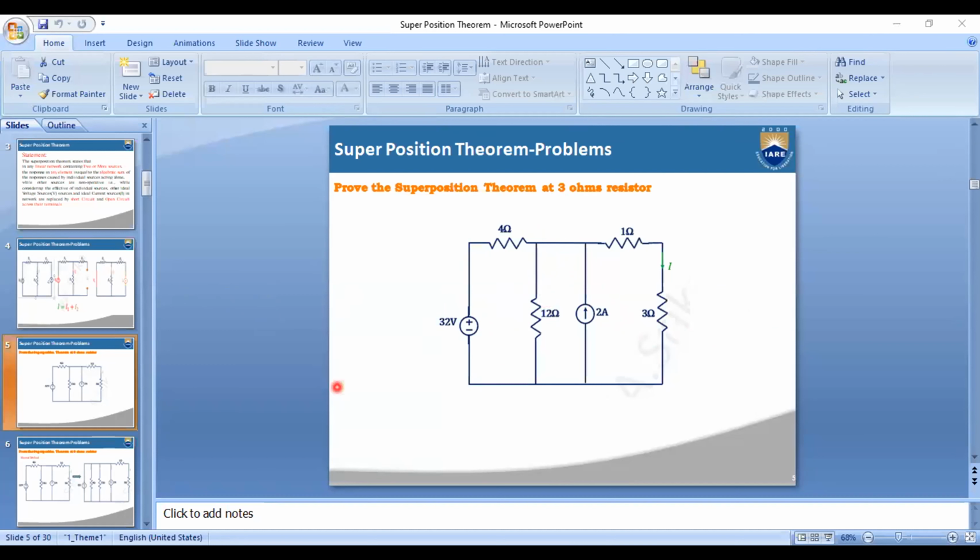Can you understand? The 8 and 2 amps are in the same direction, so 10 amps. The 4 and 12 ohms are in parallel. This is circuit reduction, simplification. Can you understand?